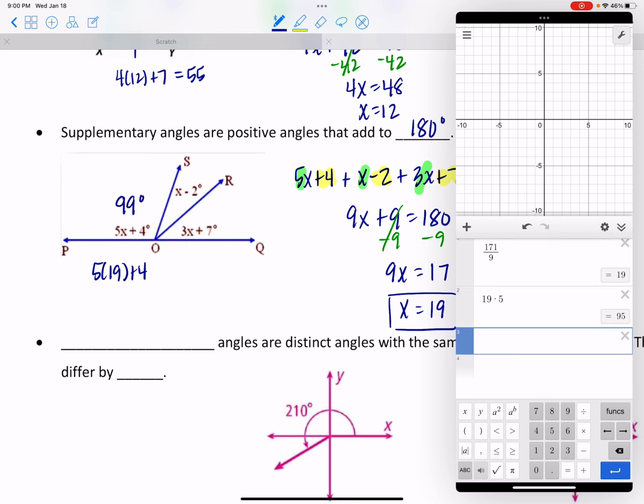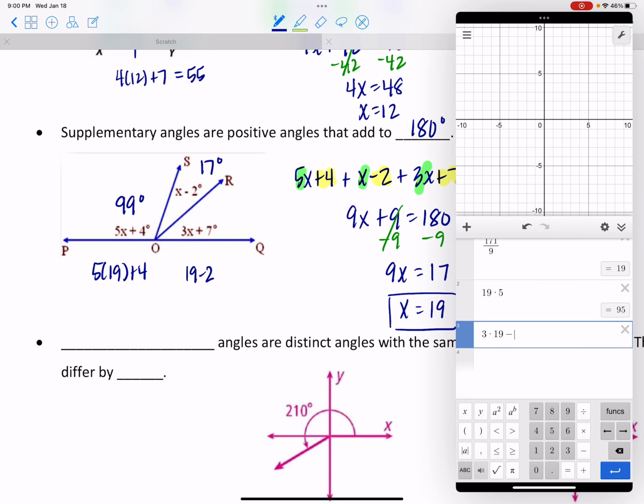It's late at night, guys. I'm really sorry. Plug it into the second one. So if I have 19 minus 2, obviously that's going to be 17 degrees here. And then 3 times 19 is going to be 57 minus the 2 would be 55 degrees here. So 3 times 19 minus 2. And then we can just double check.